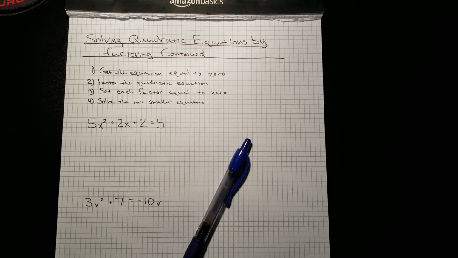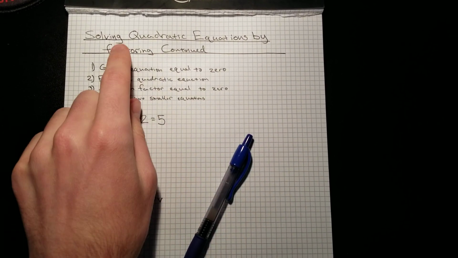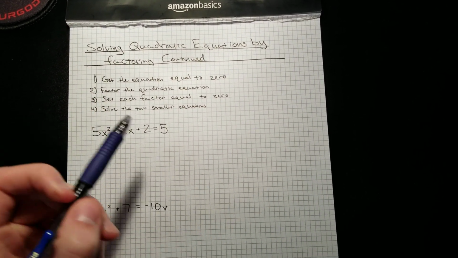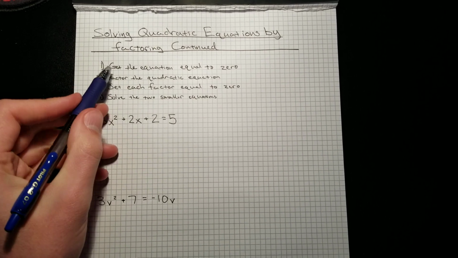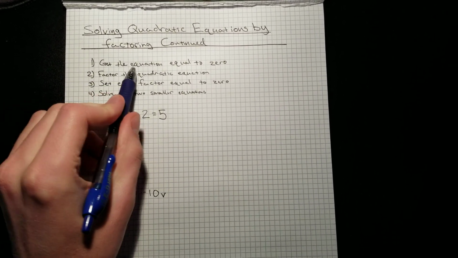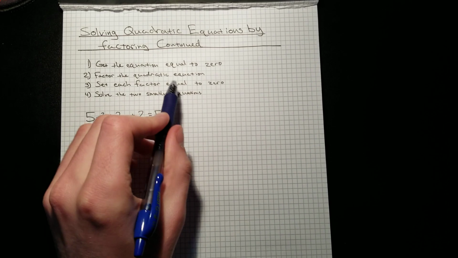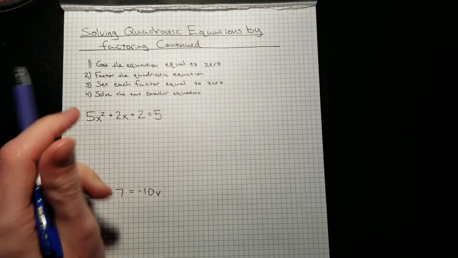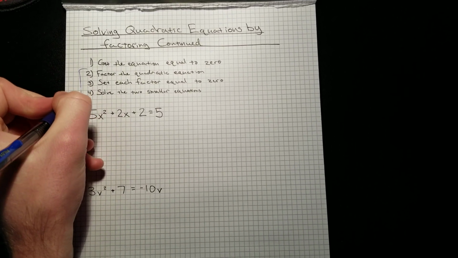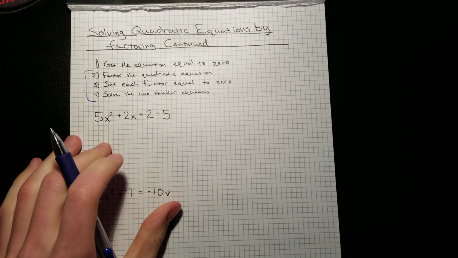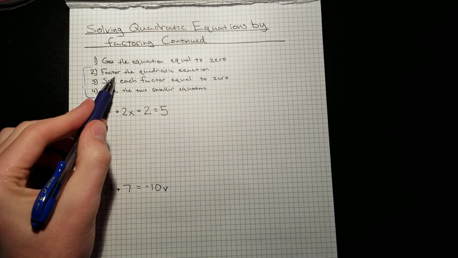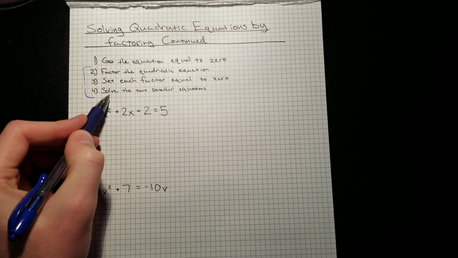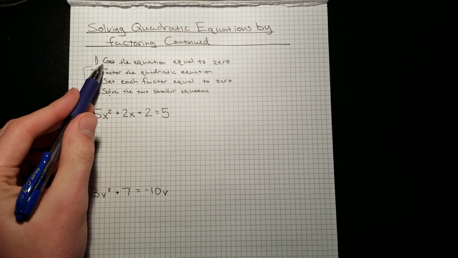Hey guys, today we're going to be continuing working with solving quadratic equations by factoring. So to remind us of how all of this works, step one, get the equation equal to 0. That's something we're going to focus on today. Step two, and this was kind of what we were doing Monday and Tuesday, just steps 2 through 4: factor the equation, set each factor equal to 0, and then solve the two smaller equations. But we're going to add in this first step today.